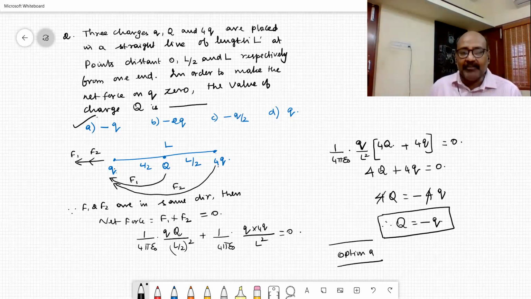According to the given problem, the net force on small q is 0. So I have calculated the net force on the charge small q, and I have simplified to get the answer as minus q.